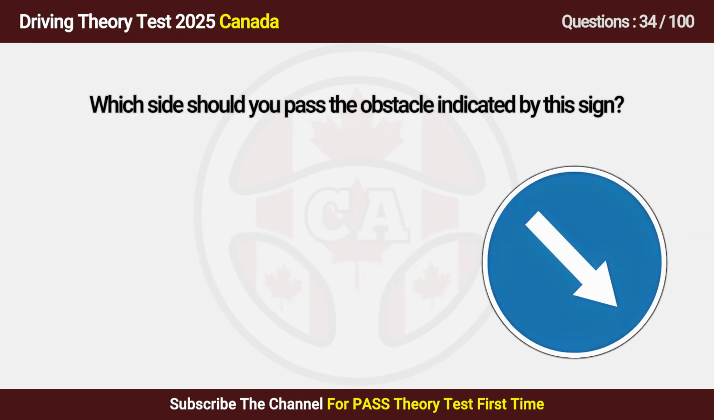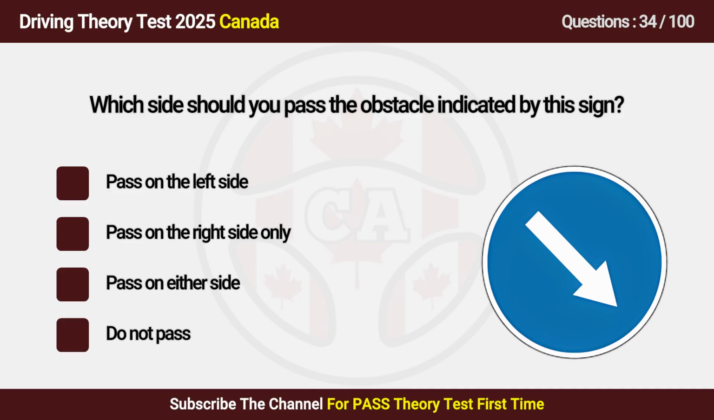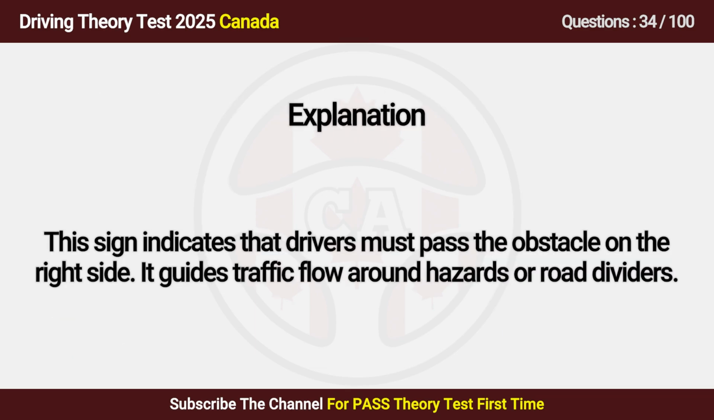Question 34. Which side should you pass the obstacle by this sign? A. Pass on the left side. B. Pass on the right side only. C. Pass on either side. D. Do not pass. Answer is B. Pass on the right side only. This sign indicates that drivers must pass the obstacle on the right side. It guides traffic flow around hazards or road dividers.